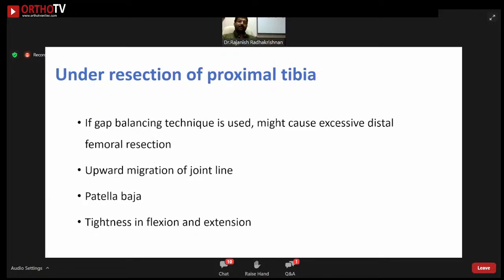Similarly, what happens if you cut less? In gap balancing technique, if it is used, it can cause excessive tibial femoral resection and upward migration of the joint line, which may lead to patella bulge. If you are using a measured resection, that may lead to tightness in flexion and extension. So all these things should be taken care of.